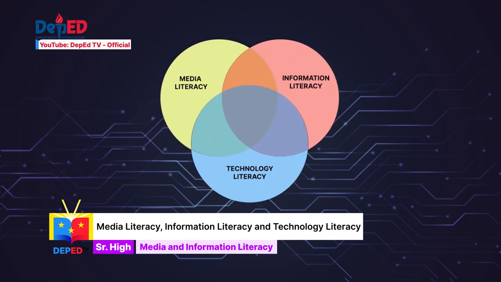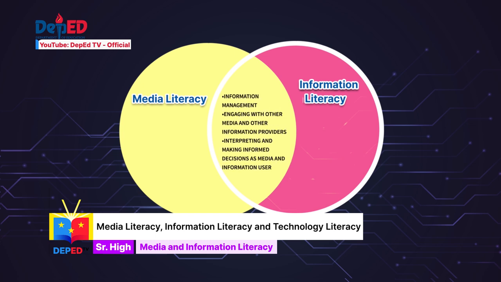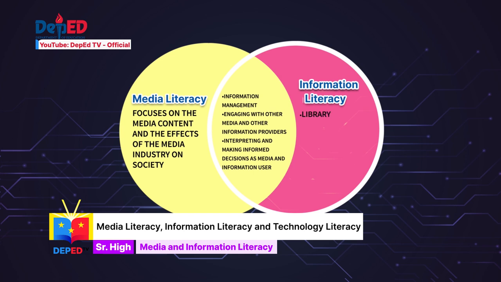Here now comes the last part of the diagram, the comparison between media literacy and information literacy. Media and information literacy meet in information management. Both have to do with our information engagements through different types of media and other information providers and how we interpret and make informed decisions as users of media and information. They are different because media focuses on the media content and the effects of the media industry on society, while information is more on library science or the competence to be effective and ethical during the circulation of information.